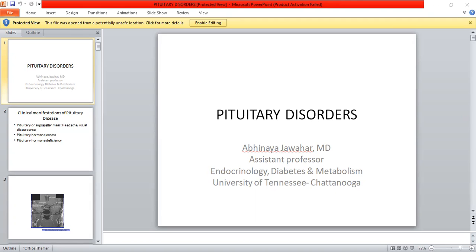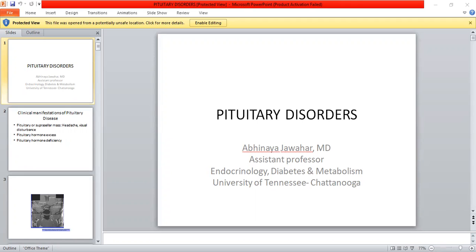So if there is shrinkage, then continue what you would do for a microadenoma. But if the tumor does not shrink in size, if it's resistant and prolactin levels are still elevated, then you would refer them for surgery. So this is the only secretory pituitary tumor which is managed medically and not surgically. So moving on to the next case.